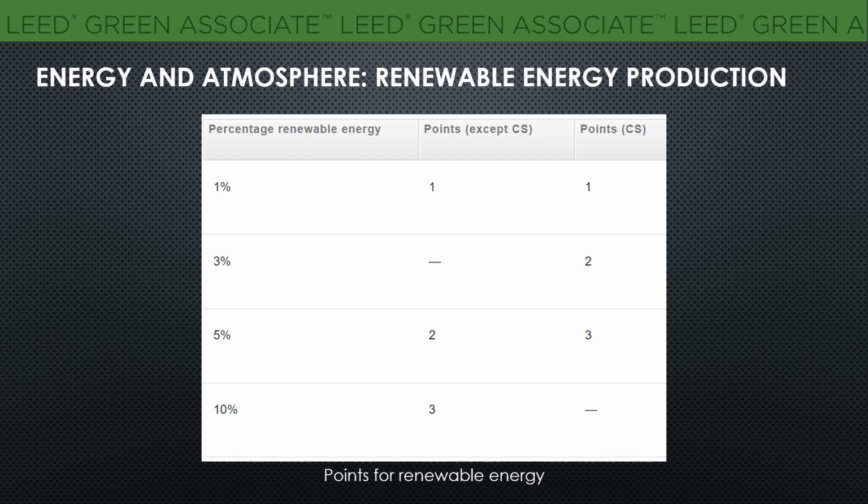This table shows points for renewable energy. So from the previous calculation, if you obtain 1% renewable energy, you can get 1 point except for Core and Shell, and 1 point for Core and Shell. If it is 3% except Core and Shell, there are no points you can get. But for Core and Shell, you can get 2 points, and for 5%, the respective points are provided. And this is how the table works.